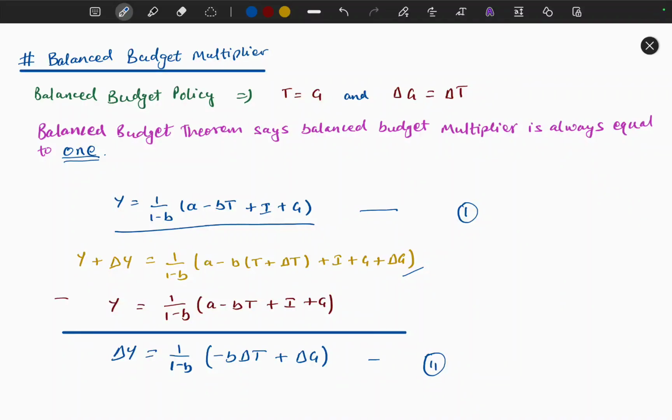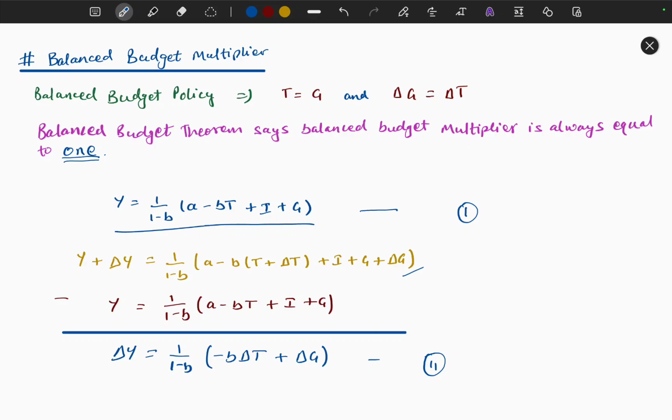Welcome back. In the previous two videos we talked about income determination in the three-sector model, and then we went on to derive the government expenditure multiplier and the tax multiplier. In this video I want to talk about the balanced budget multiplier, which we will obtain by combining the changes in taxation and changes in government spending.